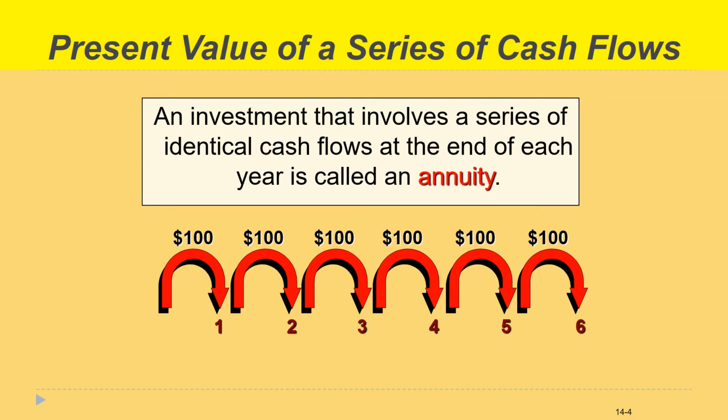Here we have a present value for a series of cash flows, and how we're going to calculate it. An investment that involves a series of identical cash flows at the end of each year is called an annuity. In this case, the annuity is 100 per annum, and every year at the end of the year, now this is not at the beginning, but at the end of the year, you get $100 return on your investment.